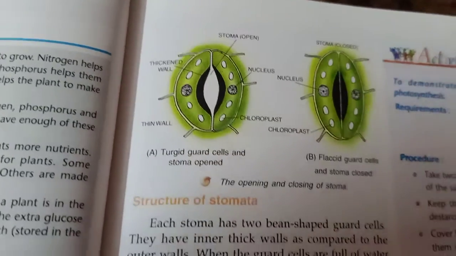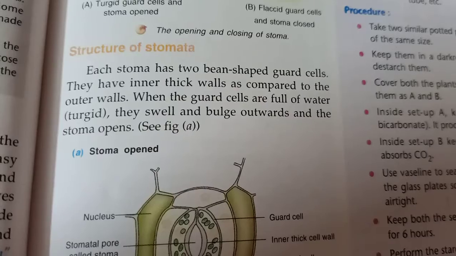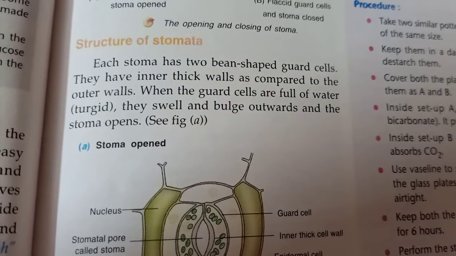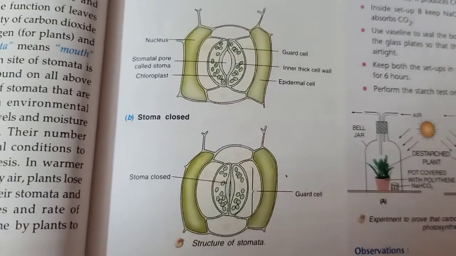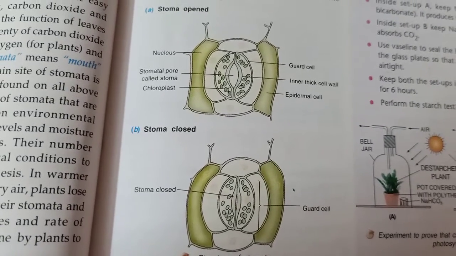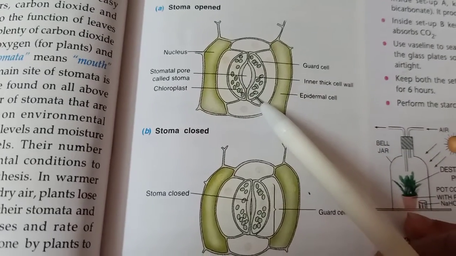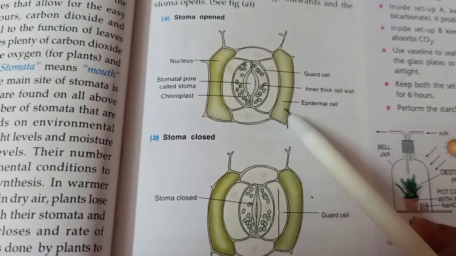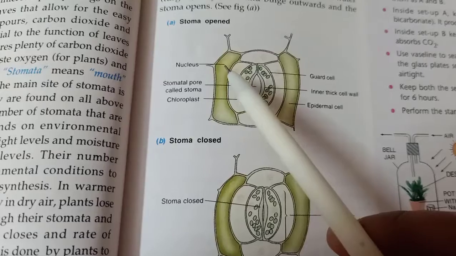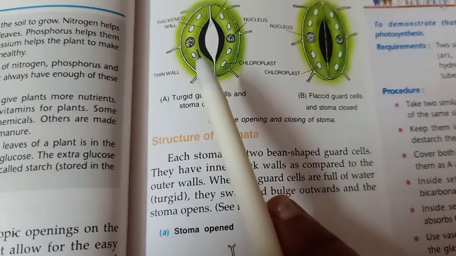Now we can see the structure of stomata. Each stoma has two bean-shaped guard cells. You can easily see here the structure of stomata and the guard cells. Then the inner thick cell wall is there, then the epidermal cell, and the nucleus is present over here.